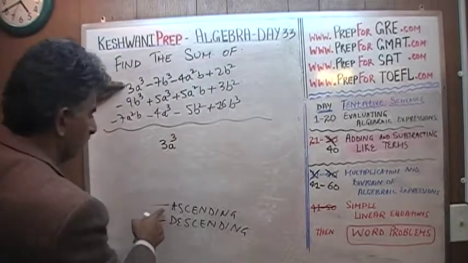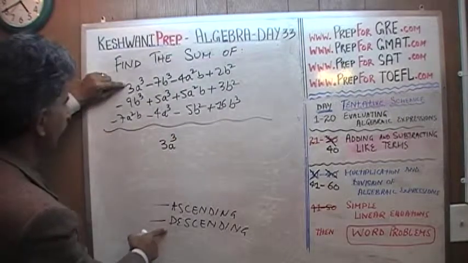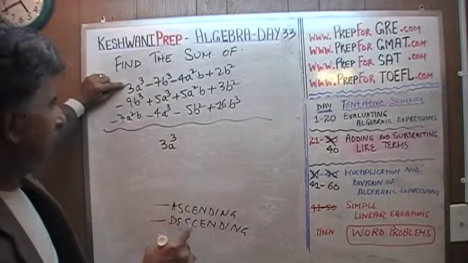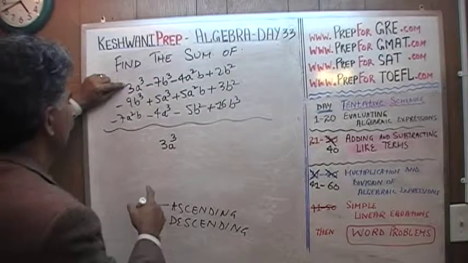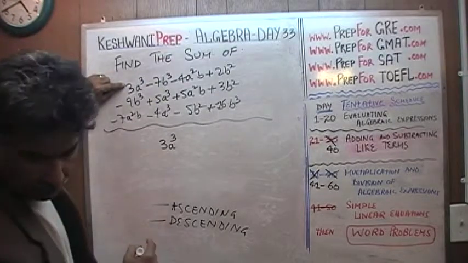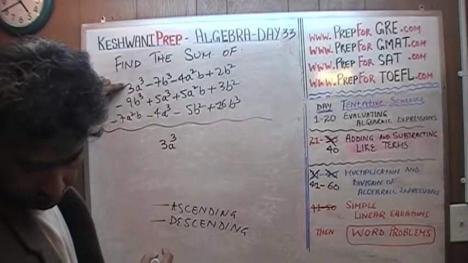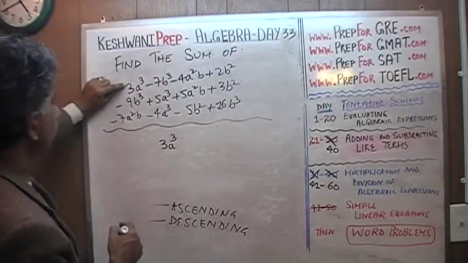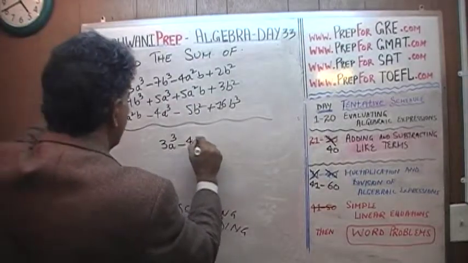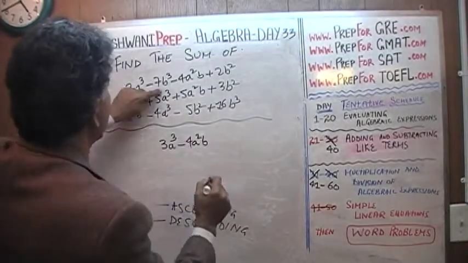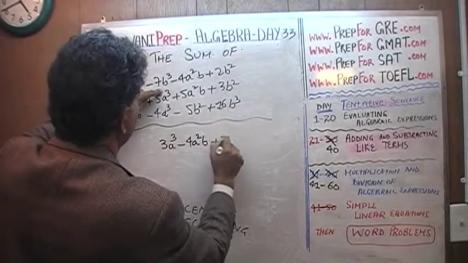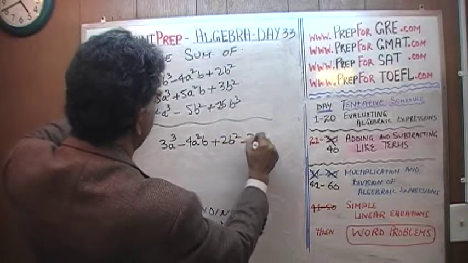3a cubed, we're going to go in the descending order of the power of a: a cubed, then a squared, then so forth, and then b and so forth. So we have a cubed, now the a squared, minus 4a squared b, then plus 2b squared and 7b cubed.